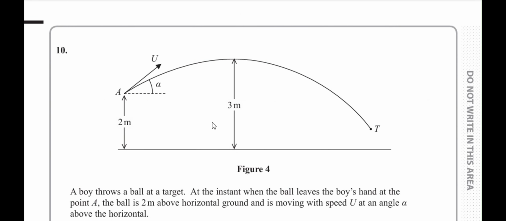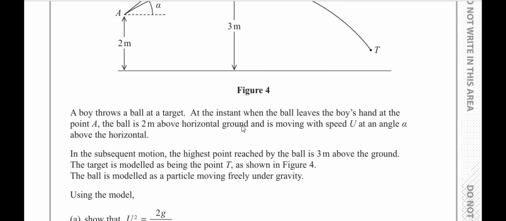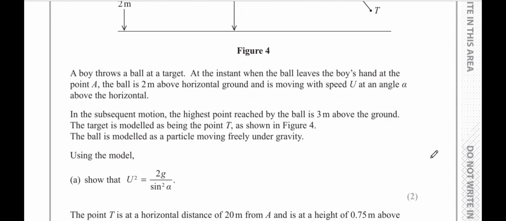Question 10. This is a projectile question. A boy throws a ball at a target. At the instant when the ball leaves the boy's hand at the point A, the ball is 2 meters above the horizontal ground and is moving with speed u at an angle alpha above the horizontal. In the subsequent motion, the highest point reached by the ball is 3 meters above the ground. The target is modeled as being the point T, as shown in figure 4. The ball is modeled as a particle moving freely under gravity. Using the model, show that u squared equals 2g over sine squared alpha.